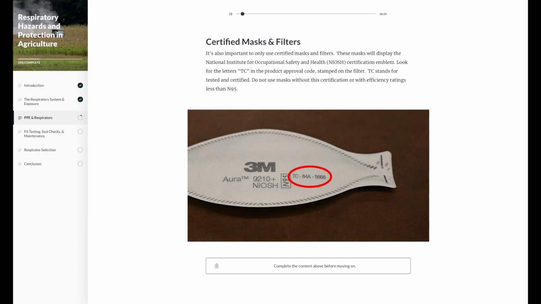It's also important to only use certified masks and filters. These masks will display the National Institute for Occupational Safety and Health, or NIOSH, certification emblem. Look for the letters TC in the product approval code stamped on the filter. TC stands for Tested and Certified. Do not use masks without this certification or with efficiency ratings less than N95.